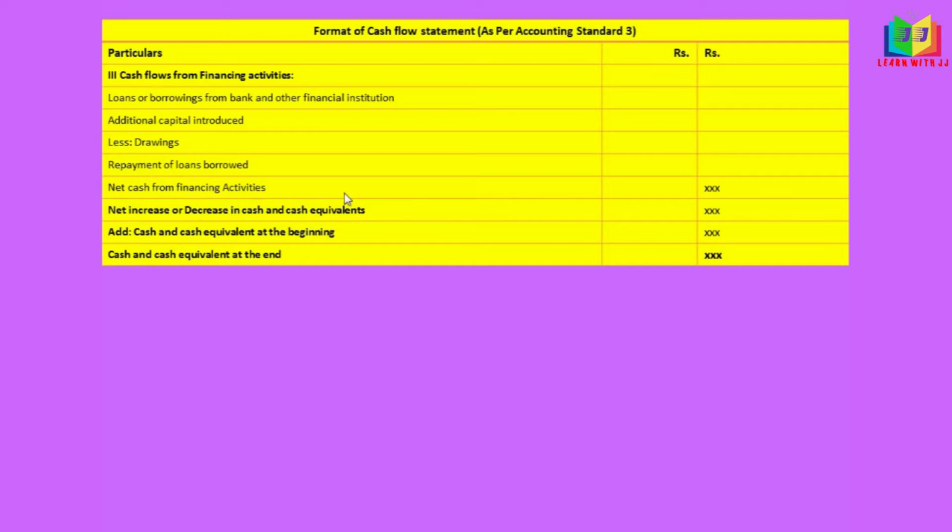If we add all these three net cash figures from operating, investing and financing activities, we get the net increase or decrease in cash and cash equivalents. With that we add the opening balance of cash and cash equivalents, and we get the closing balance of cash and cash equivalents. This is the change here, that is, additional capital introduced and drawings. This is a new thing in the sole proprietor and partnership firm.